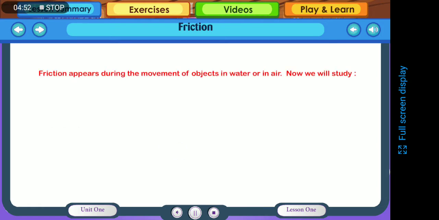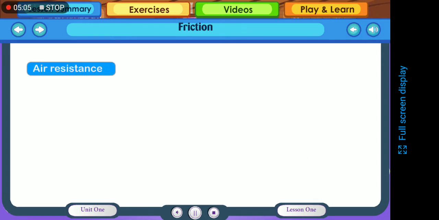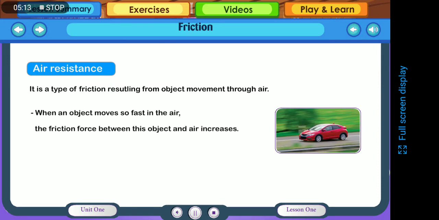Friction appears during the movement of an object in water or in air. Now we will study air resistance and water resistance. Air resistance is a type of friction resulting from object movement through air.